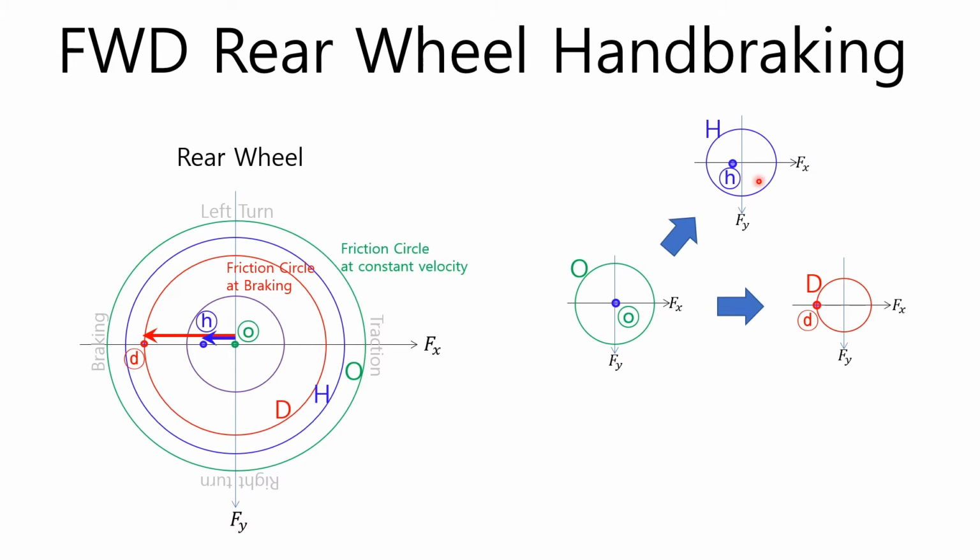If the maximum friction force is reached by pulling the handbrake with full stroke, the normal load on the rear wheel is further reduced, so the friction circle becomes a circle D that is smaller than the circle H, and the friction force used becomes a point D that is greater than point H. Here, point D exists on the circumference of the friction circle D because the maximum frictional force is used.